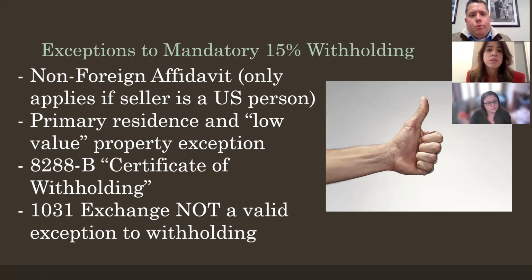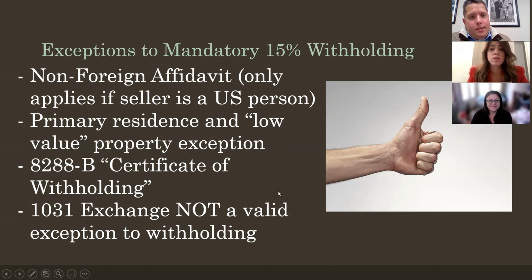The second one is primary residence and low value property. Essentially, if the property is being sold for no more than $300,000 and it's intended to be the primary residence of the buyer, then FIRPTA withholding isn't required. It's a pretty rare exception, especially in the New York market. It's very rare to find real estate in New York City, or Miami, Florida, which we tend to deal with, for $300,000 or less. If you find it, please let me know. I'd be really, really interested in some potential real estate investment.